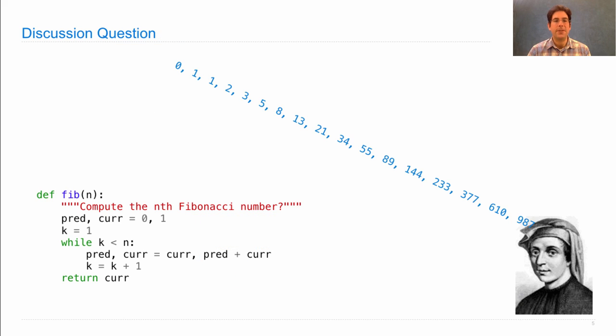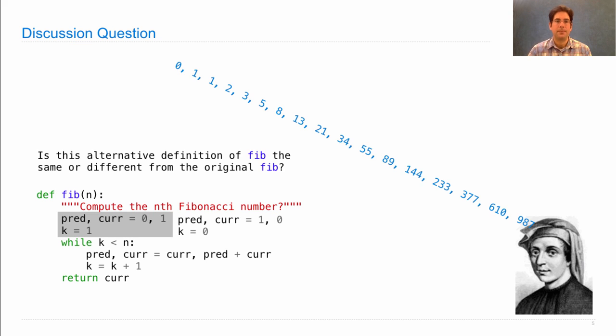Here's a discussion question. What if, in the body of fib, I had made the following change? I had bound pred and cur to 1 and 0, and k equals 0. Is this alternative definition of fib the same or different from the original one? Pause the video and think about that for a moment. Then we'll discuss together.